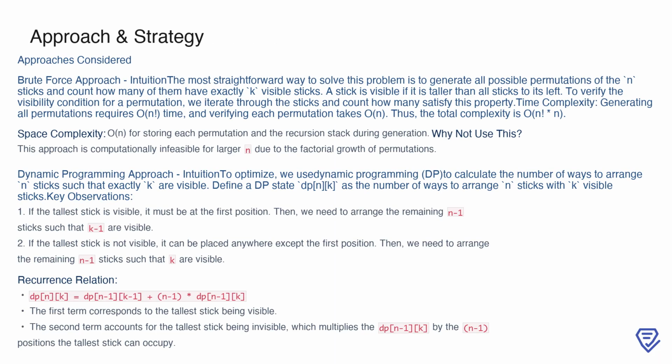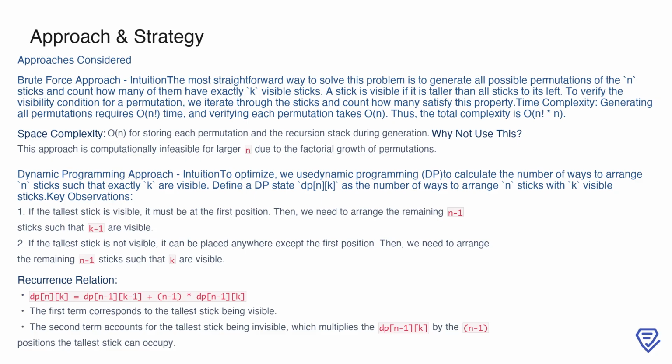To solve this problem, we first considered a brute force approach. The intuition here is straightforward: generate all possible permutations of the n sticks and count how many of them have exactly k sticks visible. A stick is considered visible if it is taller than all the sticks to its left. For each permutation, we iterate through the sticks to verify how many satisfy this visibility condition. However, this approach is computationally expensive.